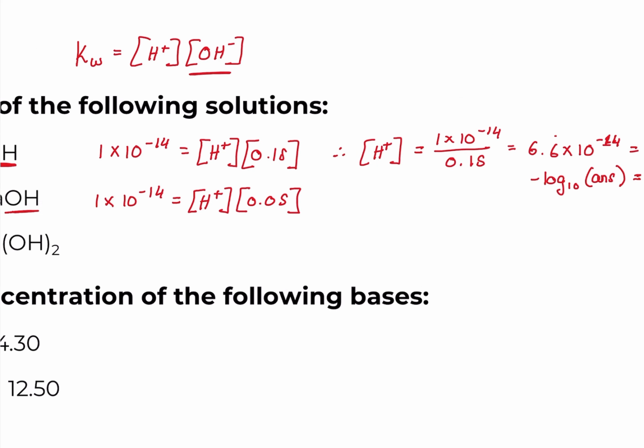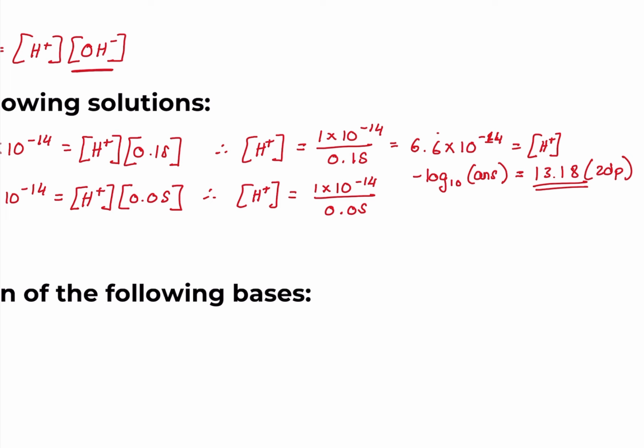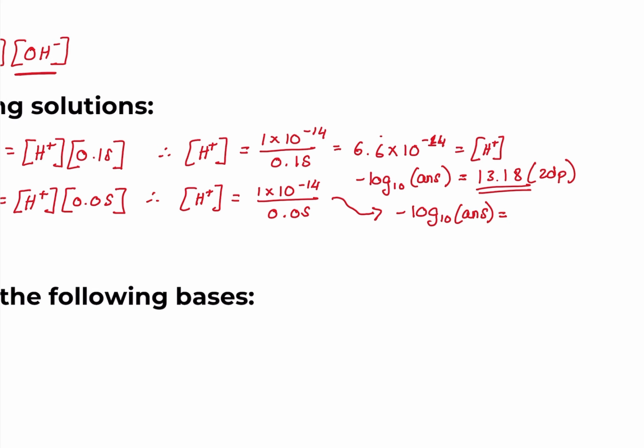Okay, same thing over here. We're going to rearrange. So we're going to get H plus equals 1 times 10 to the power of negative 14 divided by 0.05. And then whatever answer we get over here, we're going to negative log base 10 our answer. Okay, so if I just do that, so we've got negative log base 10 of 1 times 10 to the power of negative 14 divided by 0.05. And that would get us an answer of 12.70 to 2 decimal places.